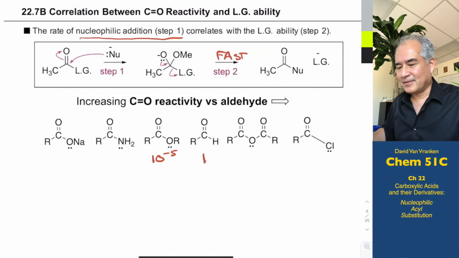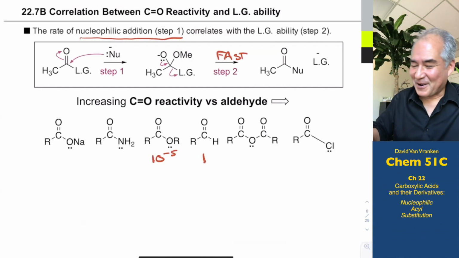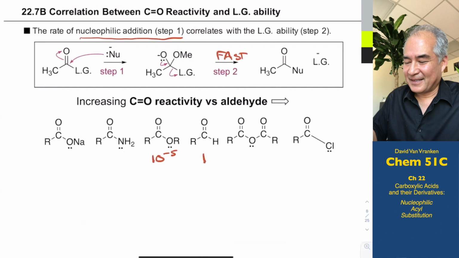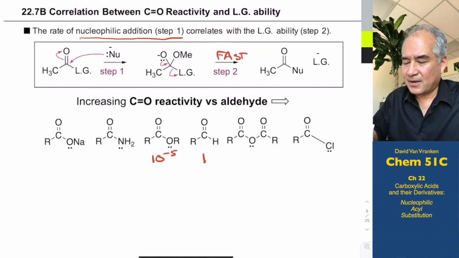0.0000. I'm lost already. How many zeros did I say? It's a lot of zeros. So 10 to the minus 5, it's way less reactive than an aldehyde. And that's mainly because those lone pairs are really donating into the carbonyl. And amides are worse. Nitrogen lone pairs are even more donating.